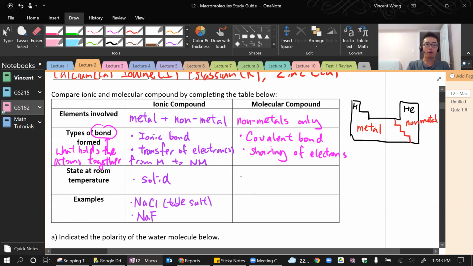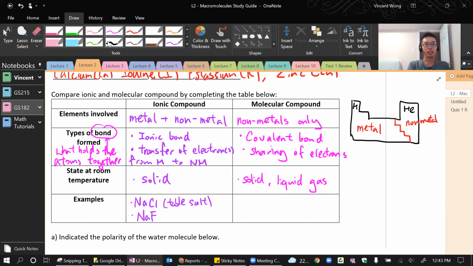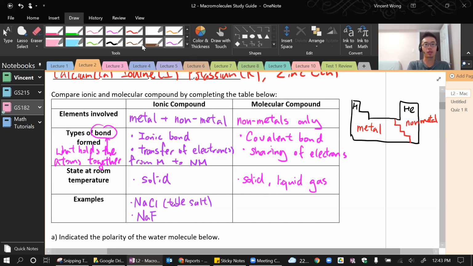For molecular compounds, it could be solid, could be liquid, or gas, right? It's possible for it to exist in one of three states. So an example of a solid molecular compound, something that's solid at room temperature, would be C6H12O6. Anybody know what that is?